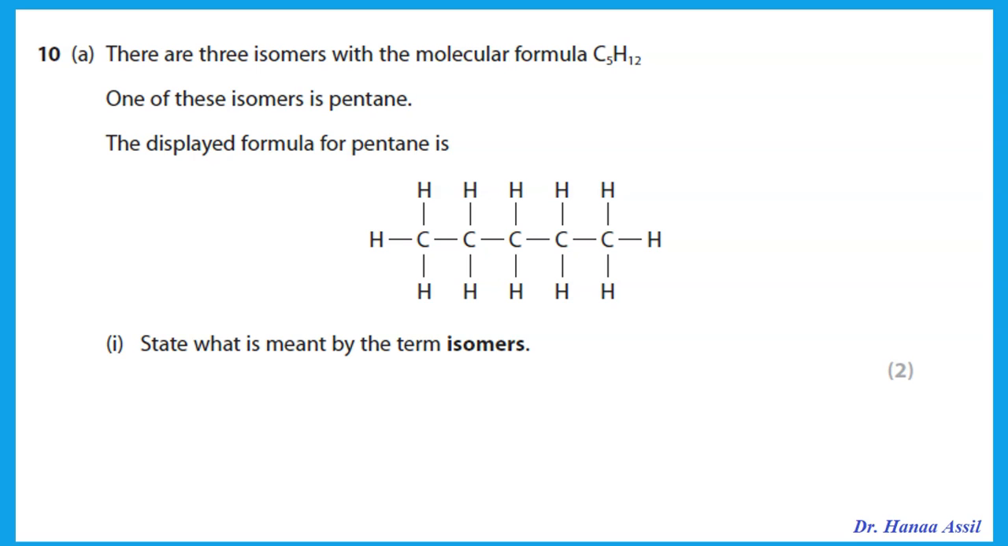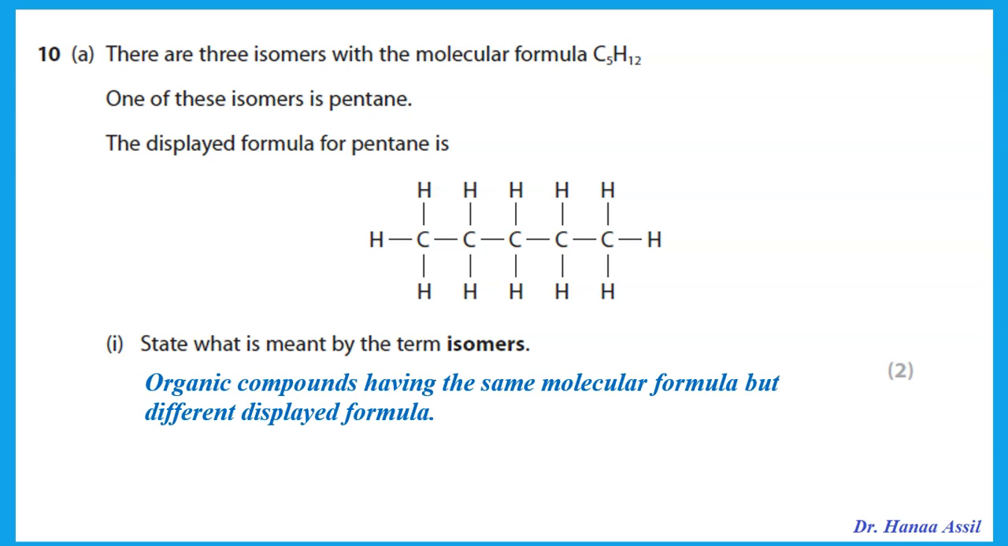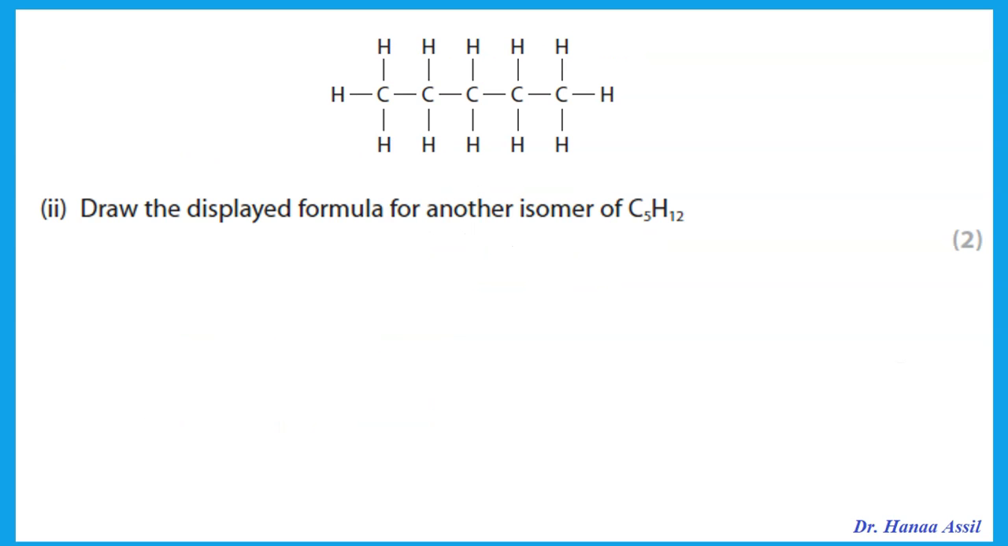There are 3 isomers with molecular formula C5H12. One of these isomers is this compound that is drawn. State what is meant by isomers. What do we mean by isomers? You should know the definition. Organic compounds having the same molecular formula but different displayed formula or different structures. So this is pentane, C5H12. Now we're required to draw the formula of an isomer.